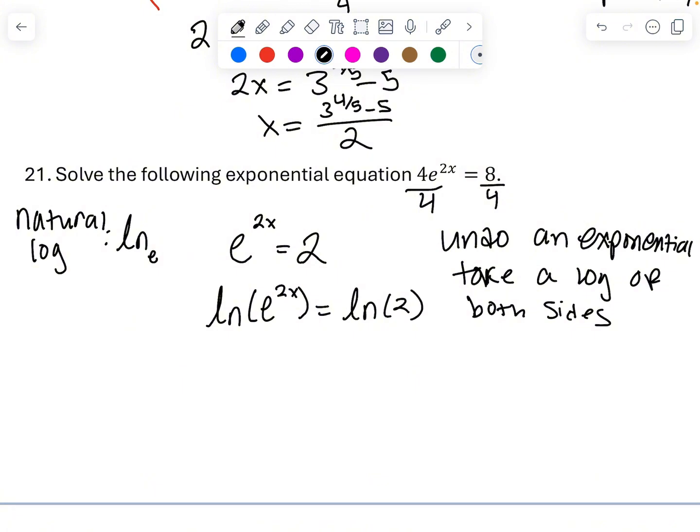Whenever I take the natural log of both sides, if I have my natural log, which has a base of e in it, and inside of that logarithm I have an exponential of the same base, they are going to cancel each other out, and I am only left with what is in the exponent. So I have 2x is equal to ln of 2. Now to get the x by itself, I divide by 2. So I have ln of 2 divided by 2.